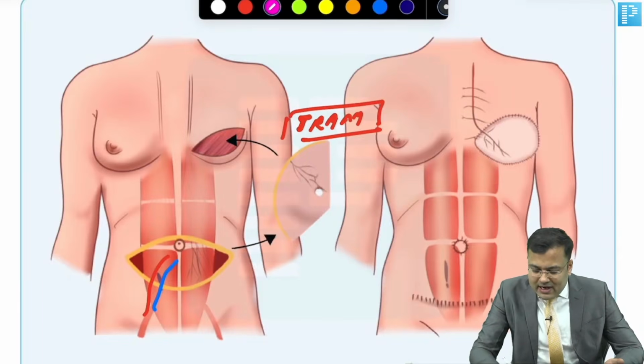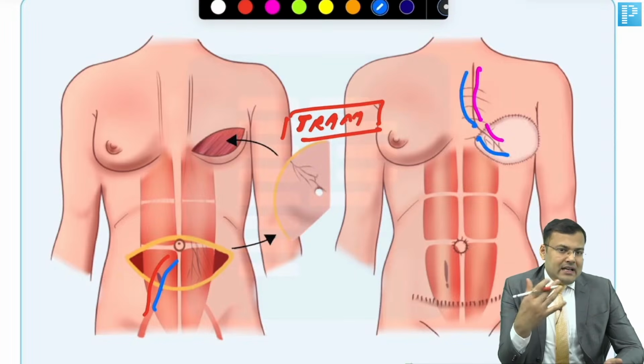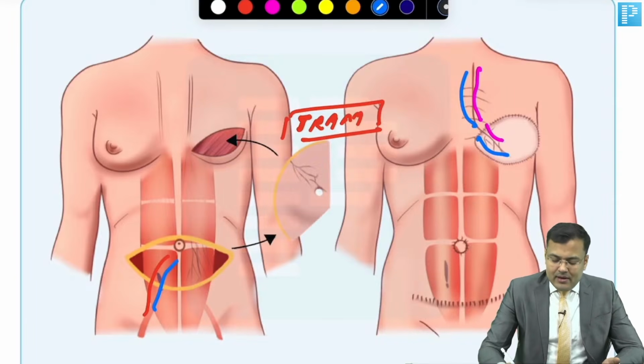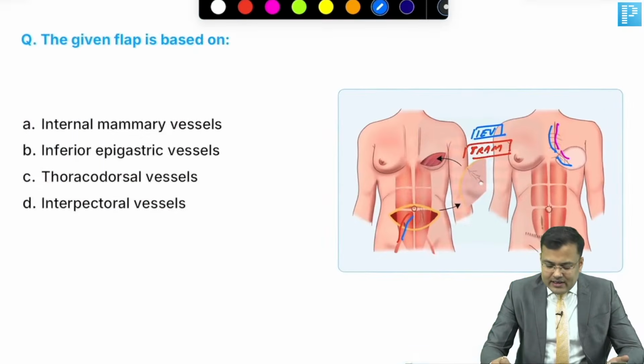So can you see here? I am going to revascularize it with internal mammary vessels. You can see inferior epigastric vessels are anastomosed to internal mammary vessels. Name of flap, TRAM, and it is based on inferior epigastric vessels. Guys, inferior epigastric vessels, what is the correct answer here?